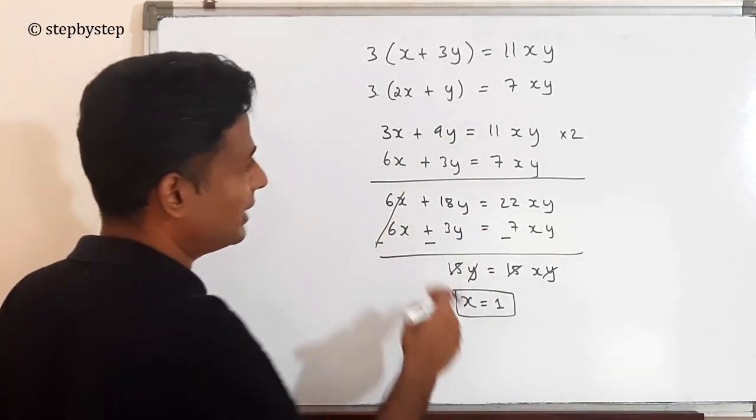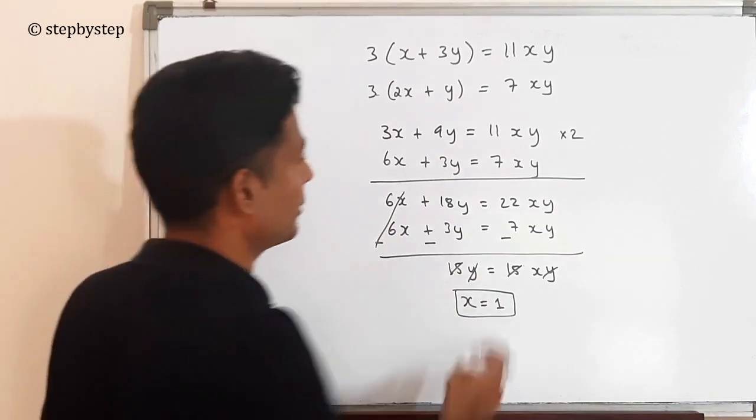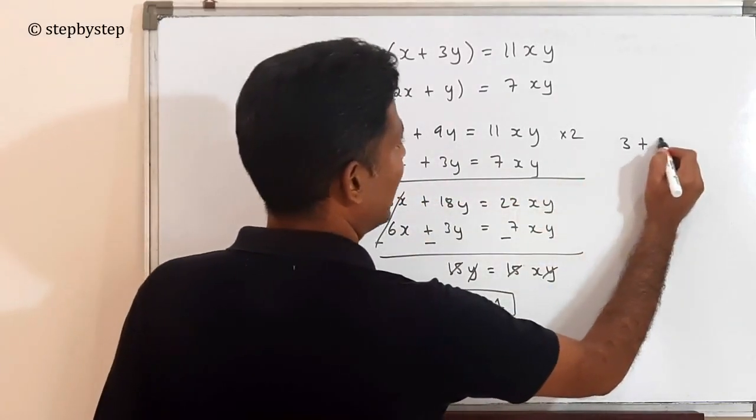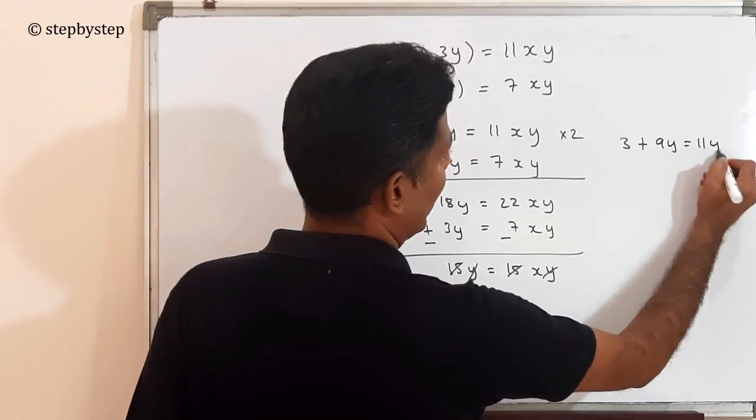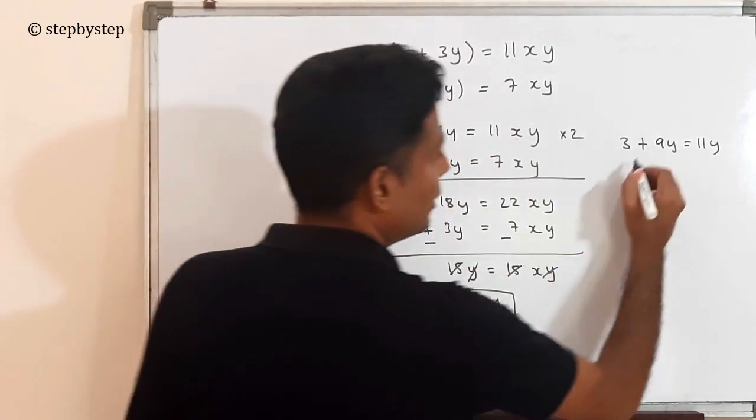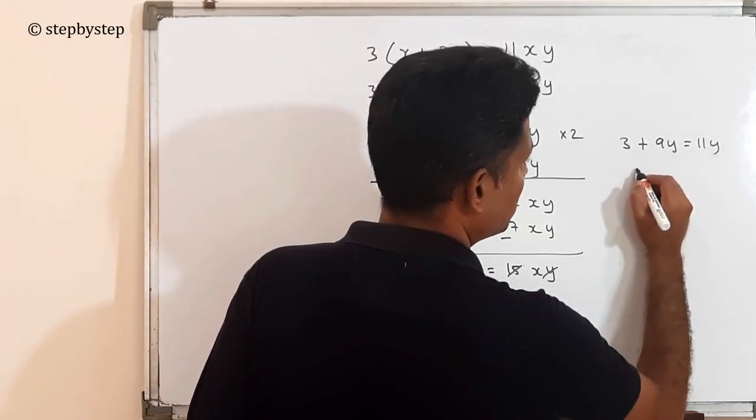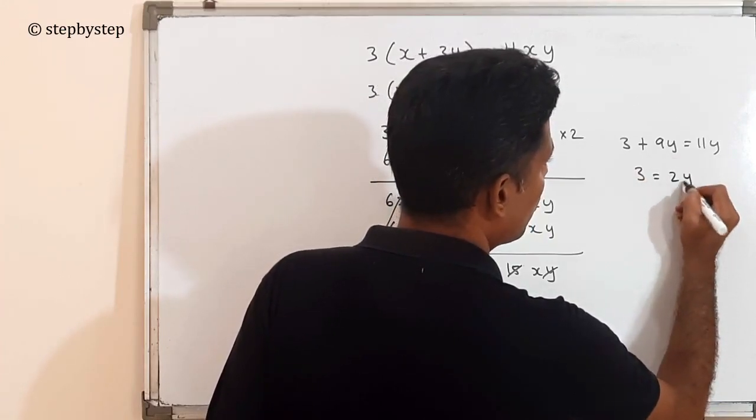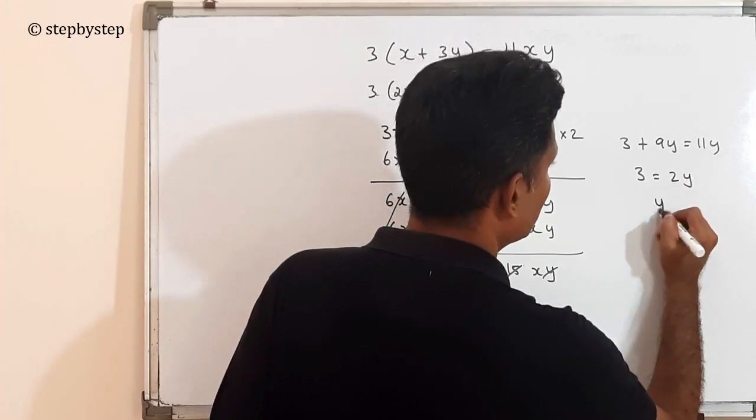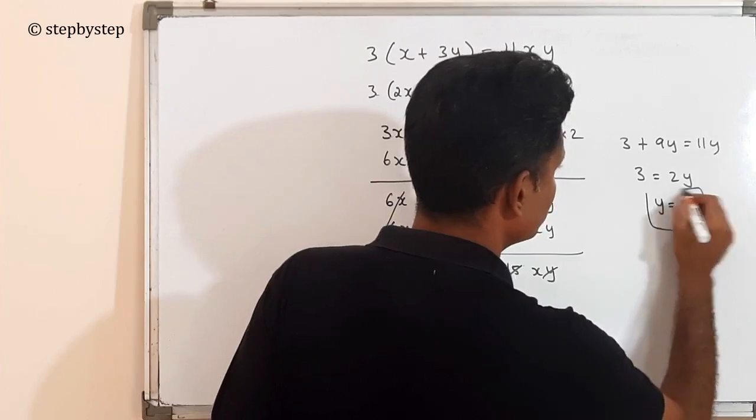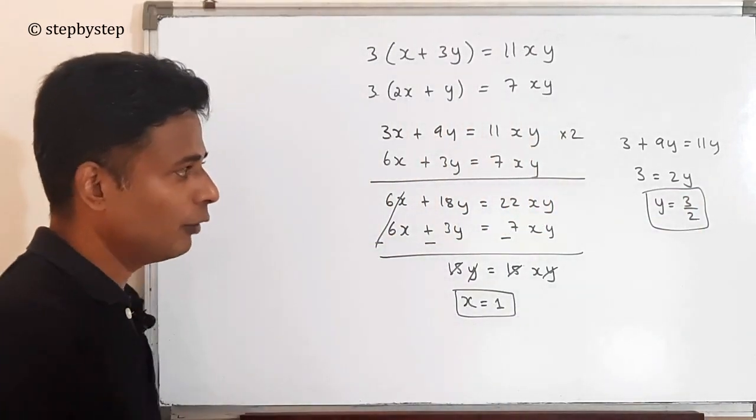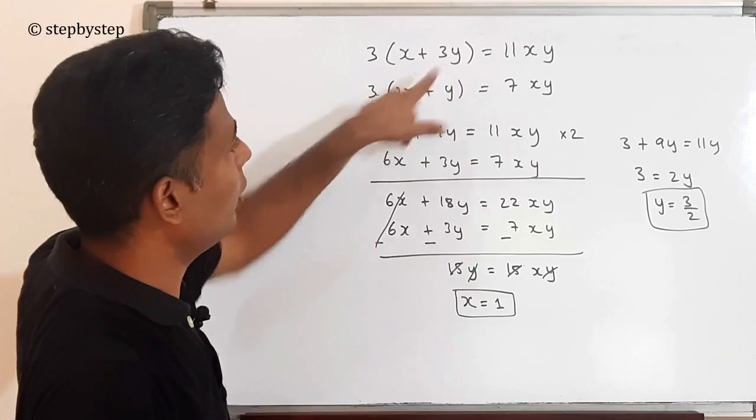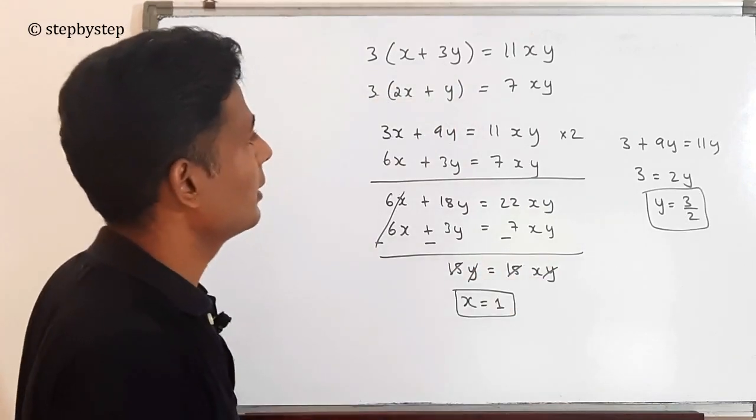Now substituting in one of these equations, I'll find the value of y. I'll take the first equation. x is 1. So 3x becomes 3, plus 9y equal to 11y, because x is 1. Right? So I transpose this. I get 3 equal to 11y minus 9y. That is 2y. So y equal to 3 by 2. So I got the value of y as 3 by 2. You can check by substituting in any of these equations whether the answer is correct.